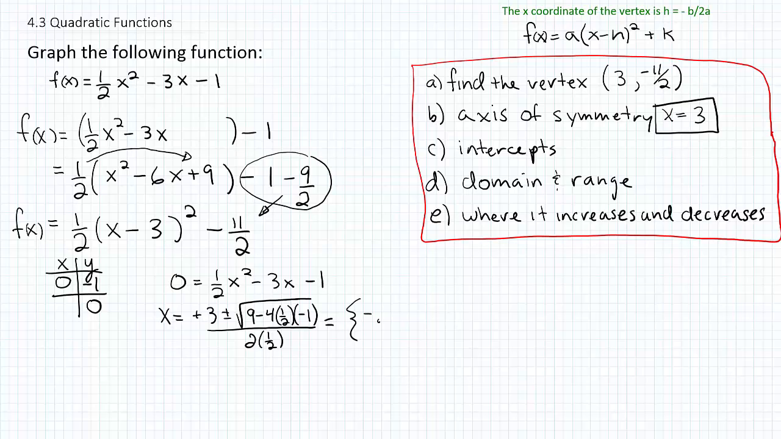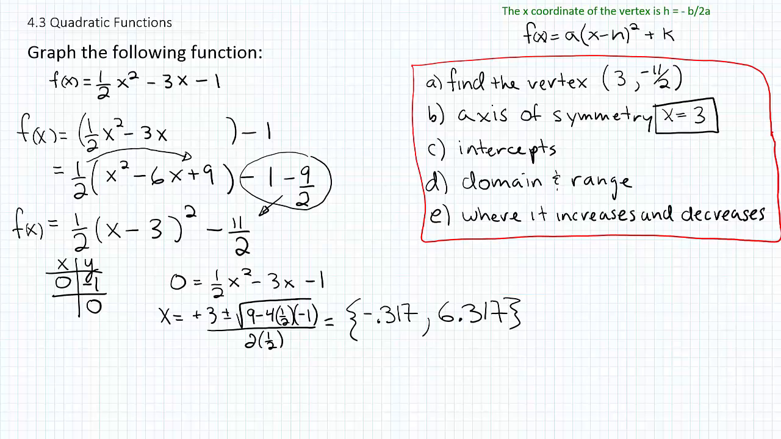We end up with -0.317, and I'm using decimals here because we're going to graph these, and so it's easier if we just have them that way. And the other one would be 6.317. So if you want just the decimal answers to make it easier to graph, there they are. You could actually leave them as fractions as well, but just to know where they are on our grid, those are the solutions for the intercepts.